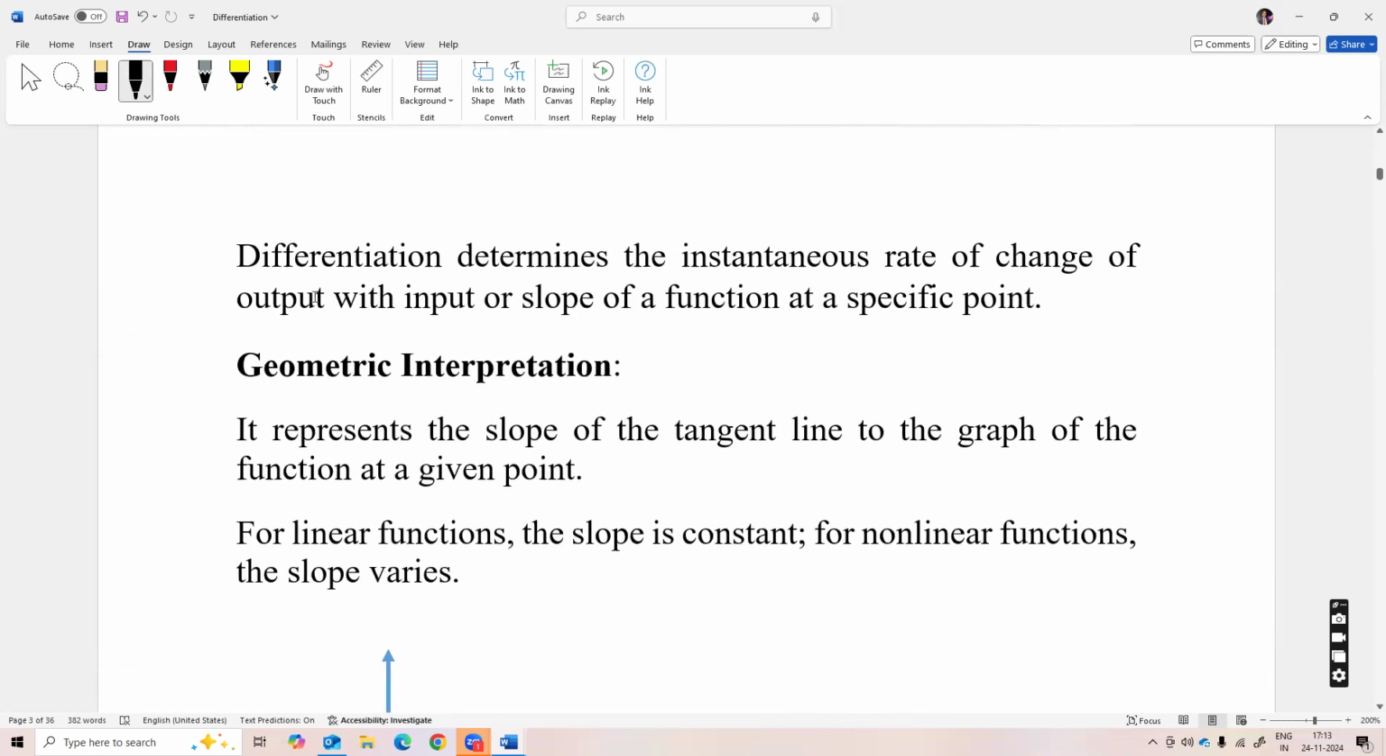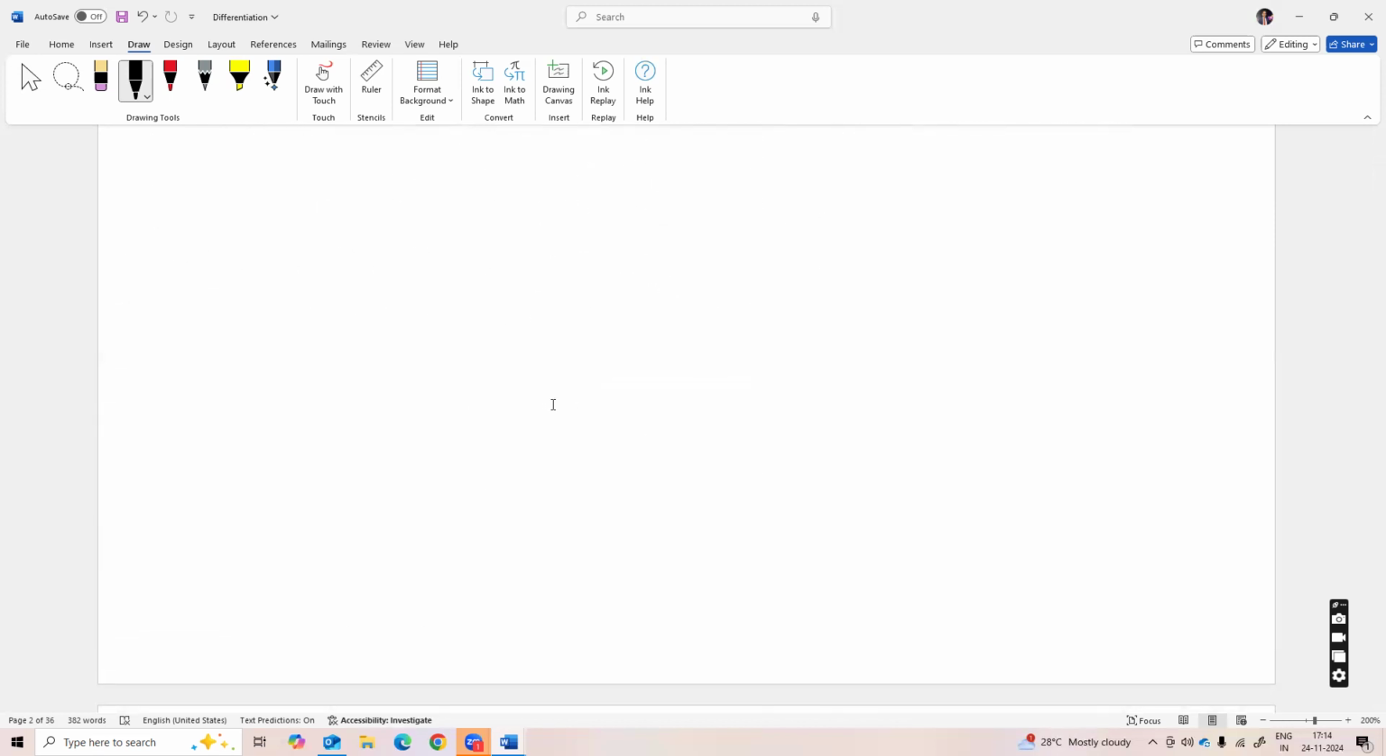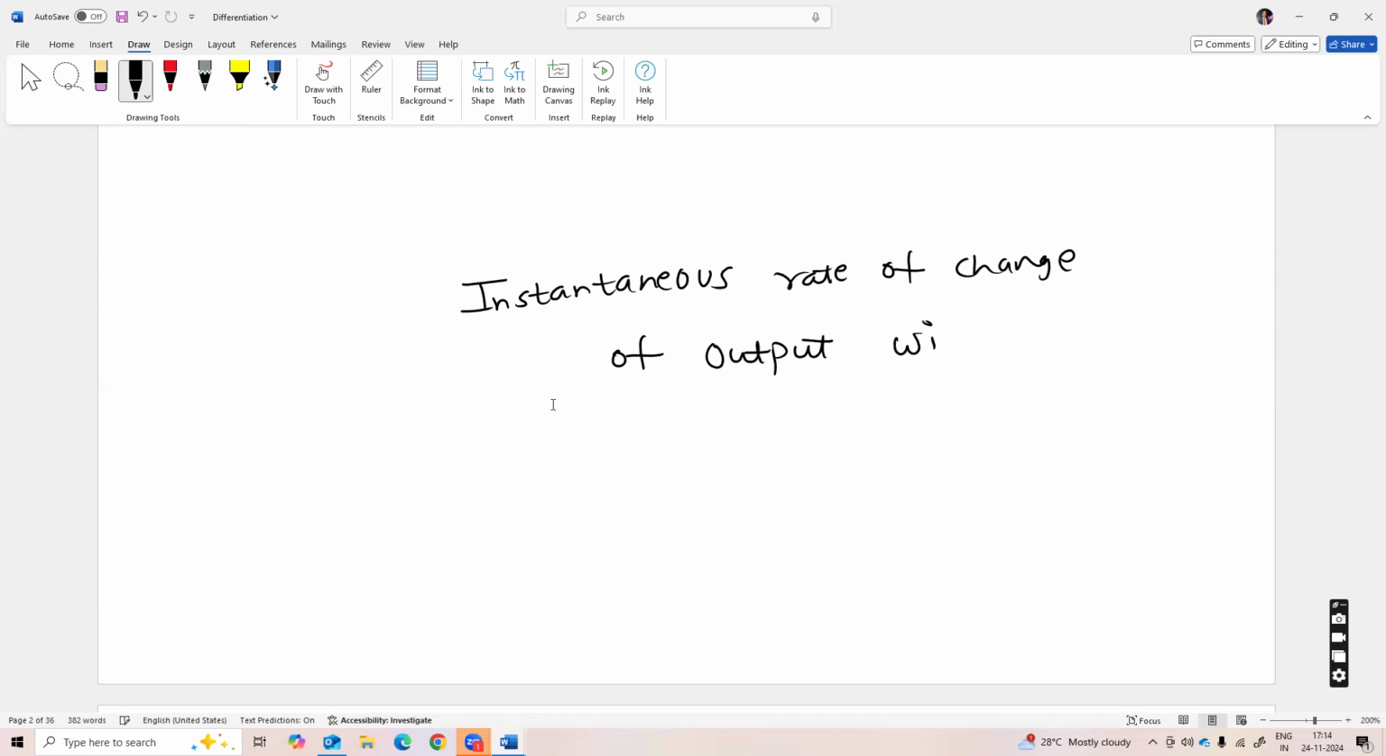Now, differentiation basically determines the instantaneous rate of change of output with input. So why have they said instantaneous? It is the instantaneous rate of change of output with input.